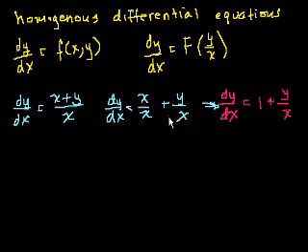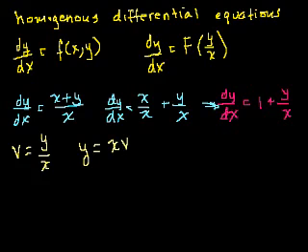So let's make a substitution for y over x. Let's say that v, and I'll do v in a different color, is equal to y over x. Or another way, if you just multiply both sides by x, you could write that y is equal to xv.